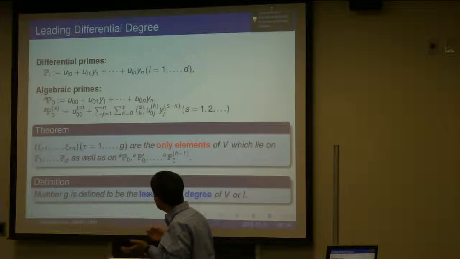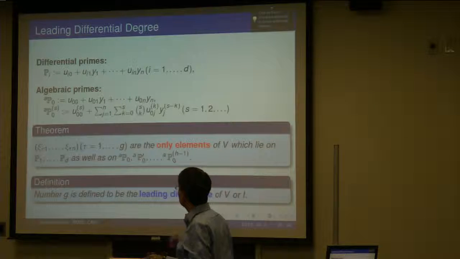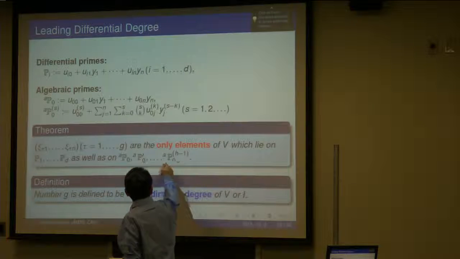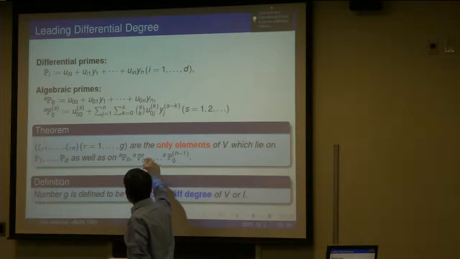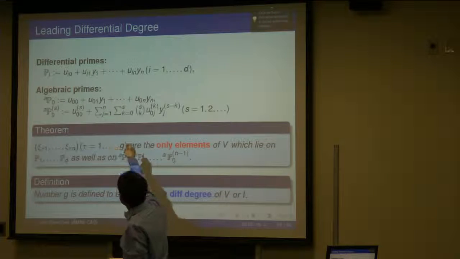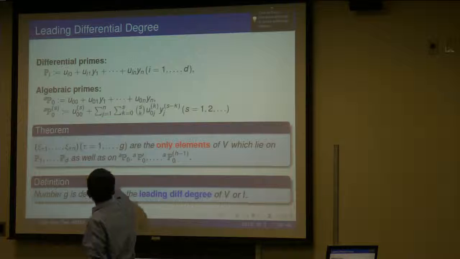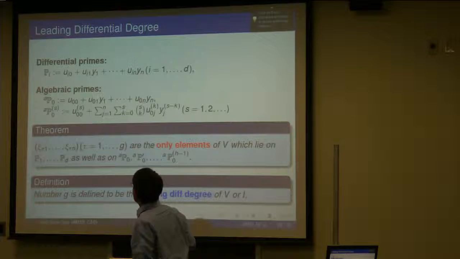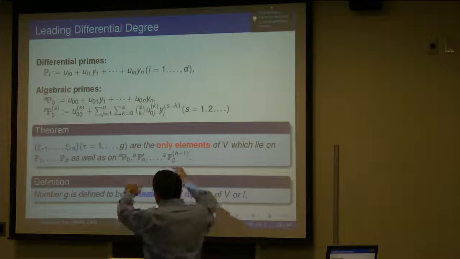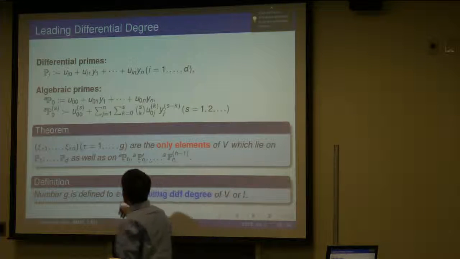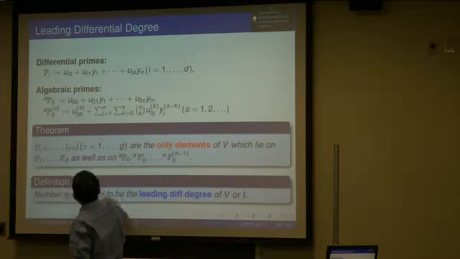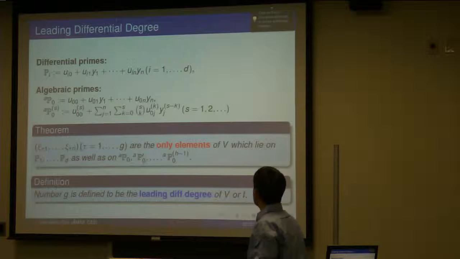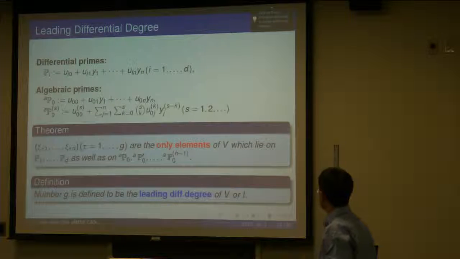But even a zero-dimensional variety has an infinite number of solutions. Then we intersect it with some polynomial, not considered as a polynomial, but as algebraic primes. Here's the definition of A0, A. Consider it as algebraic somehow, algebraic primes. Then together, the only solution is this G point in the Poisson product. Then this number G is defined to be the leading differential degree of the variety.